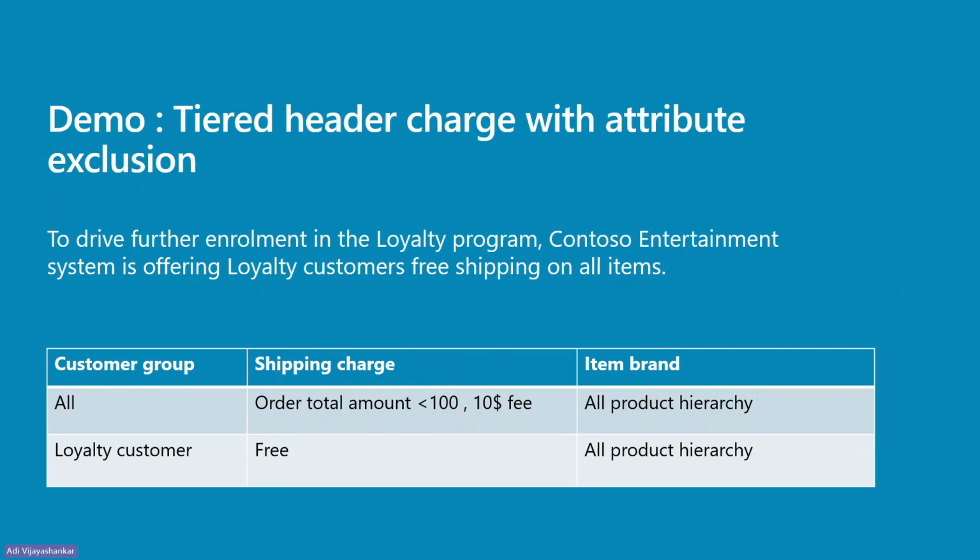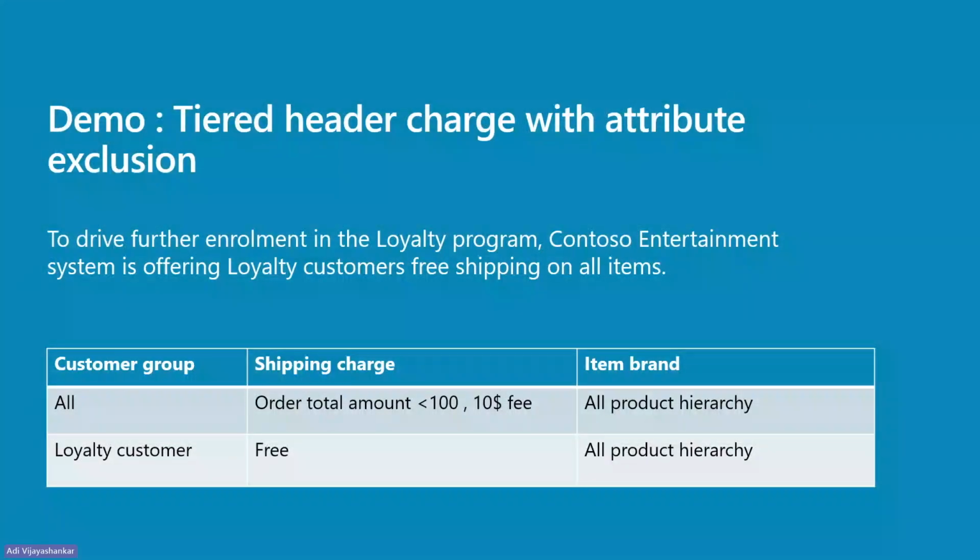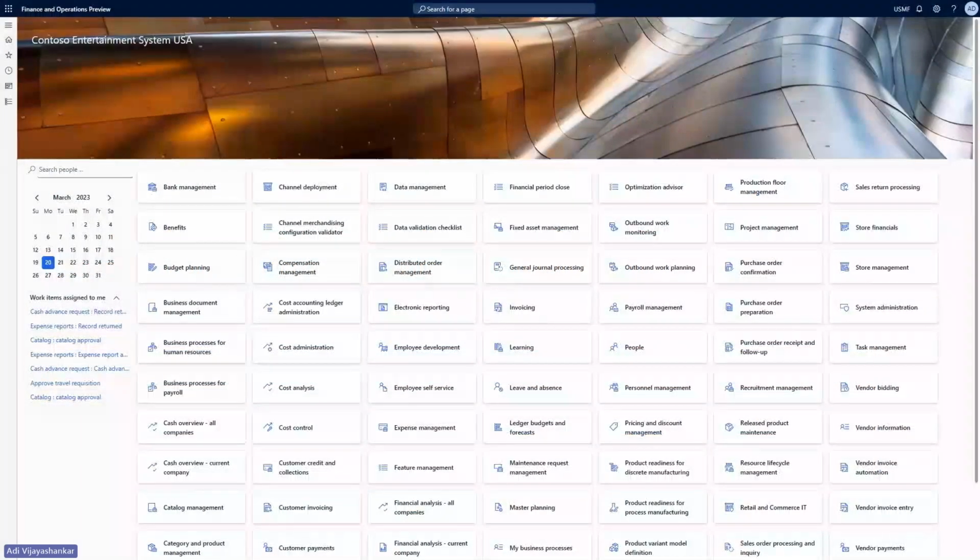Contoso Entertainment System has a strategy to drive further enrollment in their loyalty program. And as part of this offering, loyalty customers get free shipping on all items. Except, customers who are not loyalty customers, with an order total amount up to $10, will be applied a $10 shipping charge. Now let's go to the system.